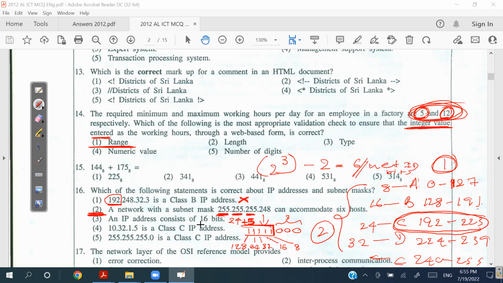An IP address consists of 32 bits, not 16. So this is wrong. And the third one is wrong. 10.32.15 is a class C IP address? No, 10 belongs to class A, so it is not class C. It is incorrect. 255.255.255.0 is a class C IP address? No, it is not an IP address. It is a class C subnet mask, you can say. So the second one is going to be the answer for the 16th. People, is that clear?